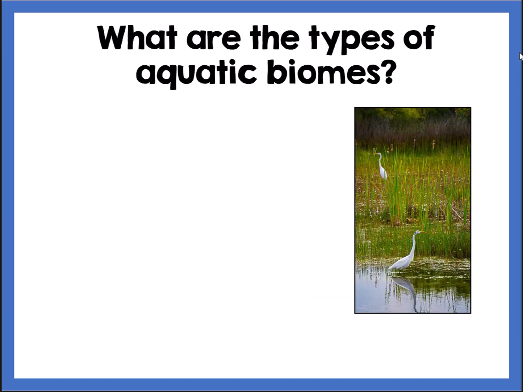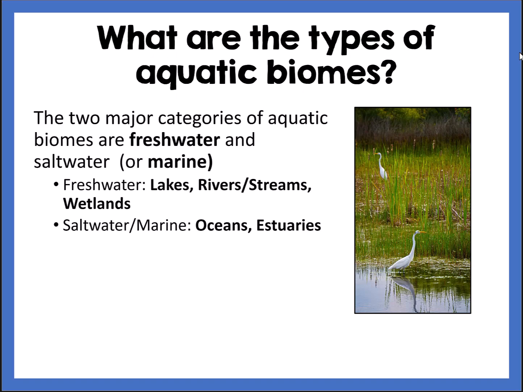And then, as I mentioned, there are aquatic biomes as well. Two major categories of aquatic biomes are freshwater and saltwater, or marine. Saltwater and marine are terms that can be used interchangeably. Freshwater biomes can include lakes, rivers and streams, or wetlands. And saltwater or marine biomes can include estuaries and oceans.